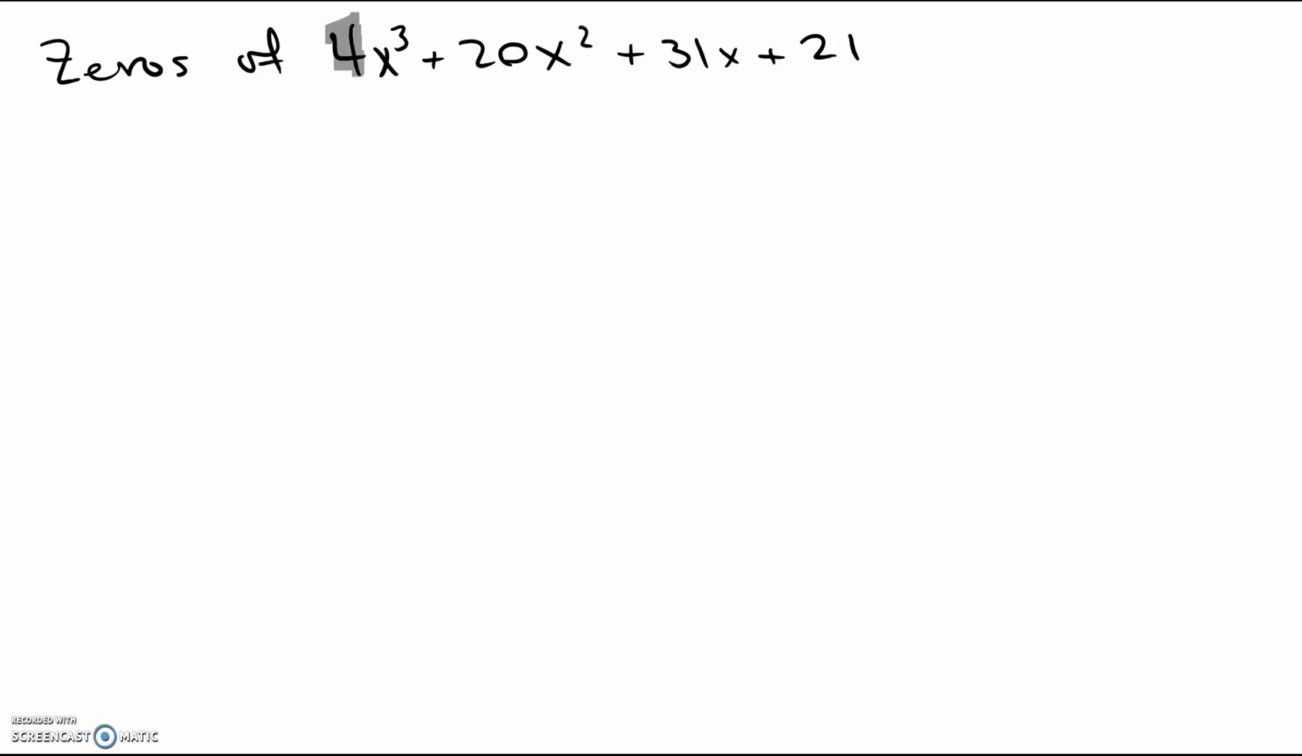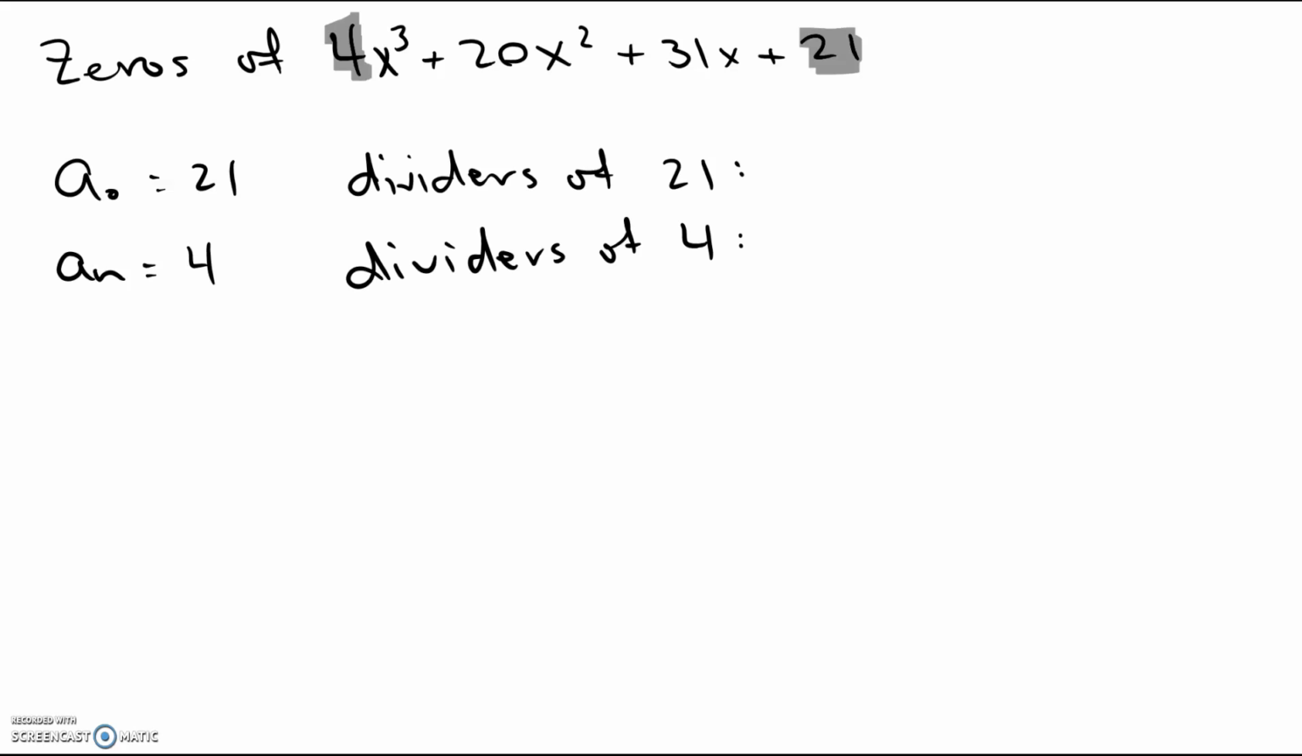Okay, so we need the first number and the last number. So we say that A0 is 21 and An is 4, and we need divisors of both of them. Divisors of 21 would be 1, 3, 7, and 21. And divisors of 4 would be 1, 2, and 4.